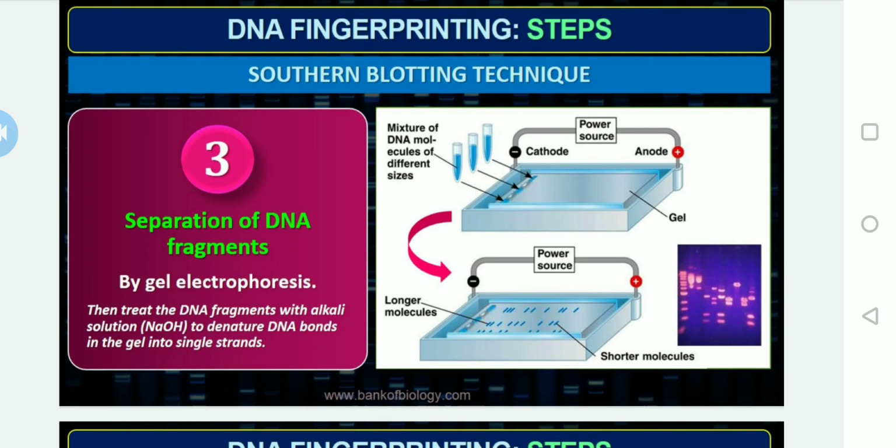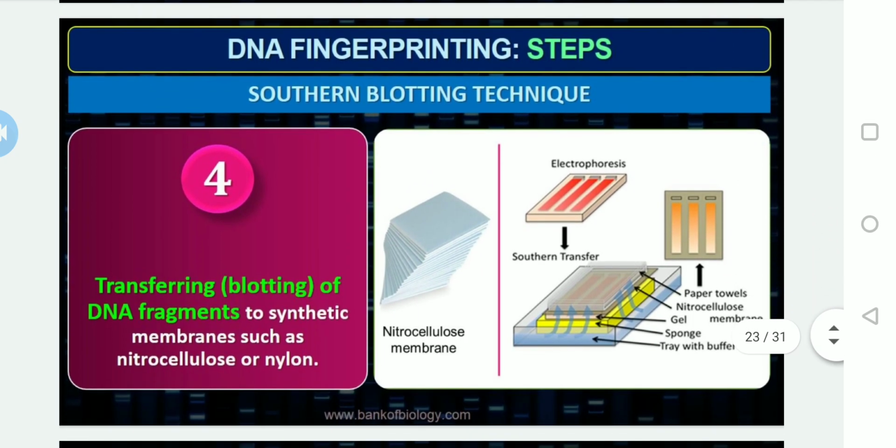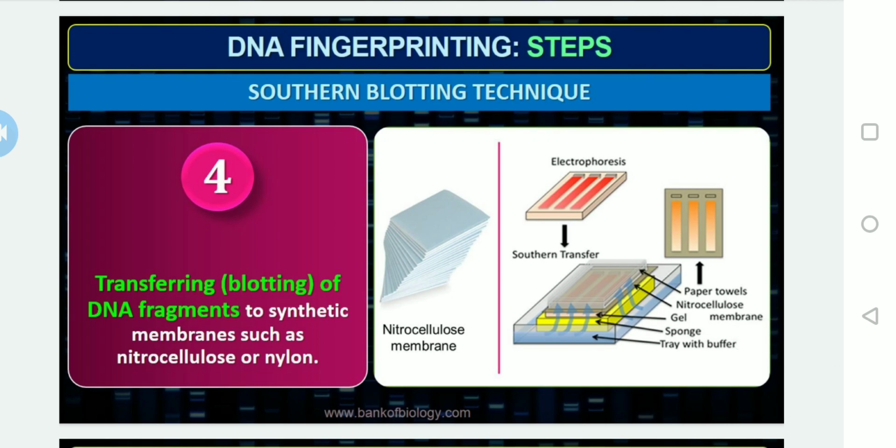Okay, so these are very important. The next step is a very important one. That is nothing but the transferring of DNA fragments. It is also known as blotting of DNA fragments. This process, as I said in the beginning, is also known as the extraction of the DNA fragments. The extraction of the DNA fragments is done by using the Southern blotting technique.